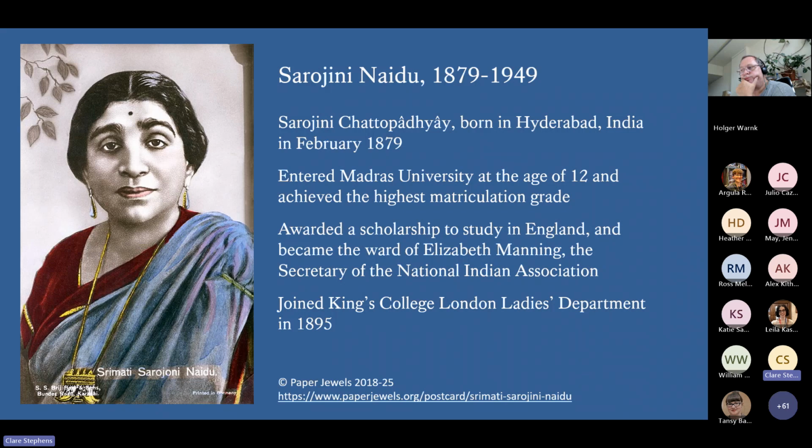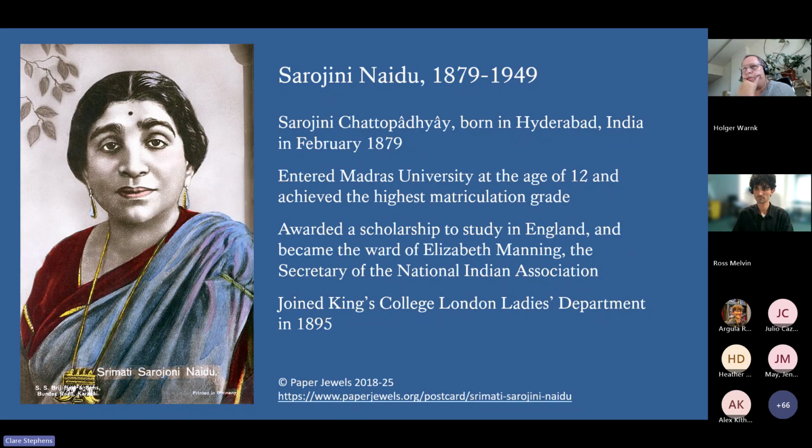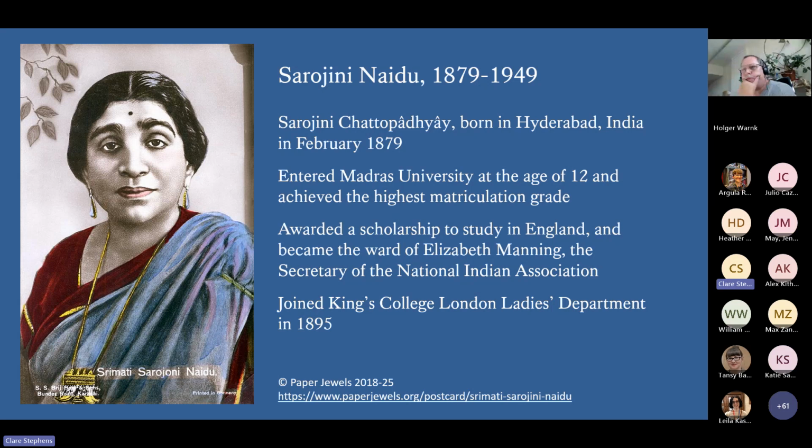The next person I'm going to talk about is Sarojini Naidu. Now, Sarojini was a celebrated poet, women's rights activist, politician, and freedom fighter. Coincidentally, she was also a child prodigy. She came to England on a scholarship aged 16 and joined King's College Ladies Department. The Ladies Department didn't award degrees, but the principal at the time was Lillian Faithfull, and she was committed to ensuring that the students were taught at degree level, even if they couldn't obtain the end qualification.